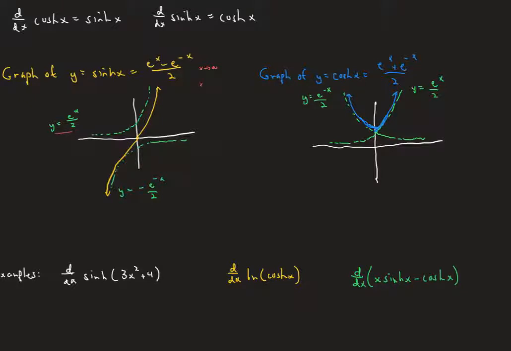Likewise, as x goes to negative infinity, the e to the x part is going to go to 0, but the negative e to the negative x is going to dominate. And because of the negative part, it's going to look like a reflected exponential decay curve. Our hyperbolic sine curve is going to approach that asymptotically. It's going to get closer and closer to that.